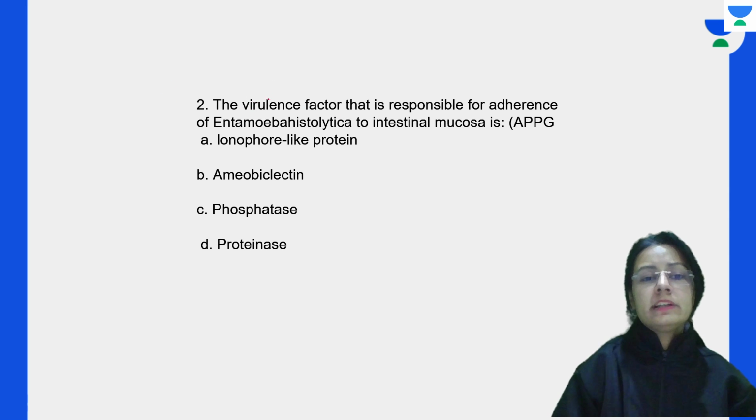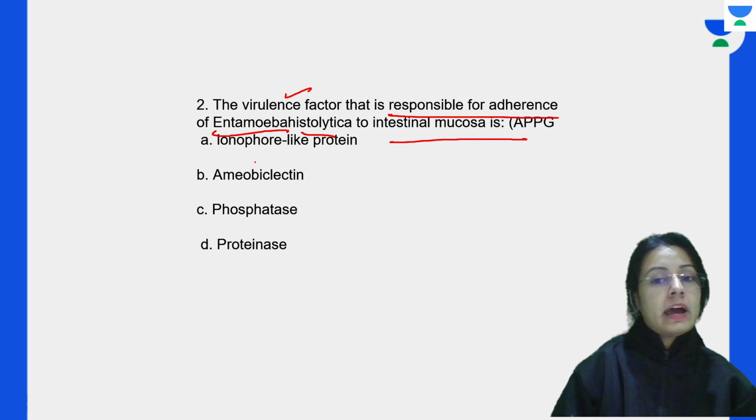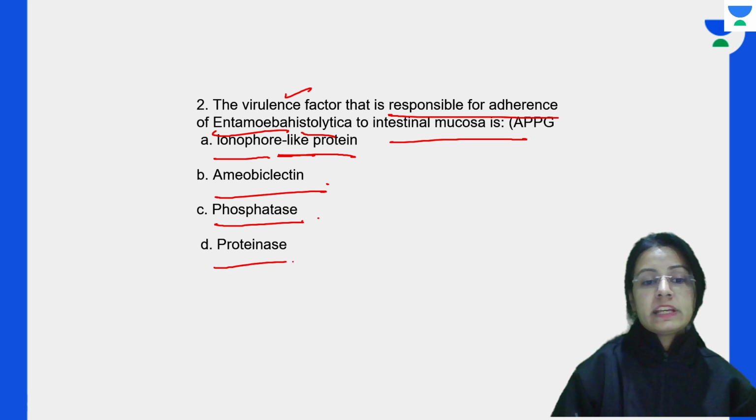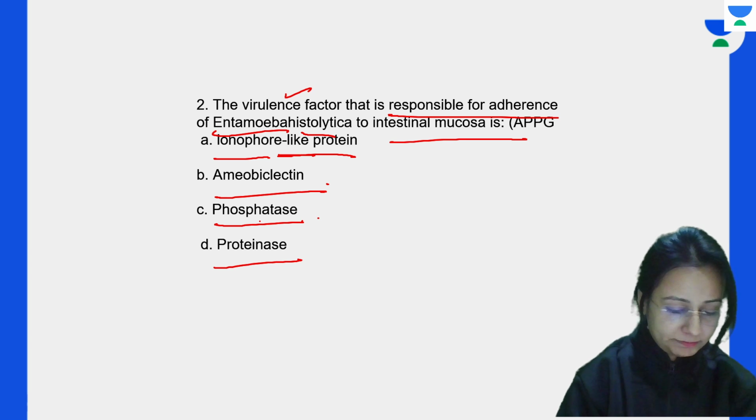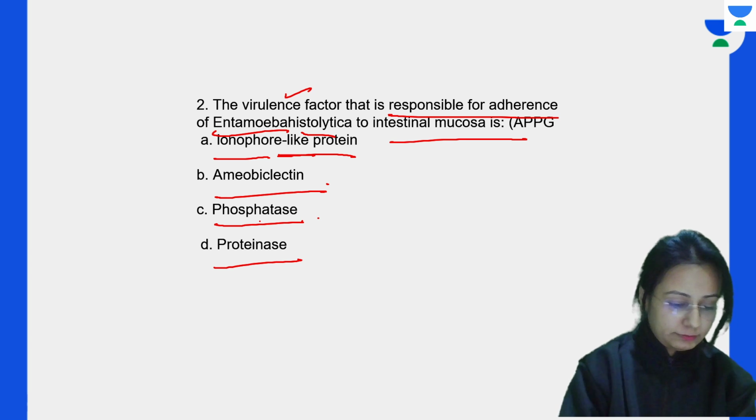Now moving to the next one: the virulence factor that is responsible for the adherence of Entamoeba histolytica to the intestinal mucosa is ionophore lipoprotein, amoeba lectin, phosphatase, or proteinase. What is the answer now?